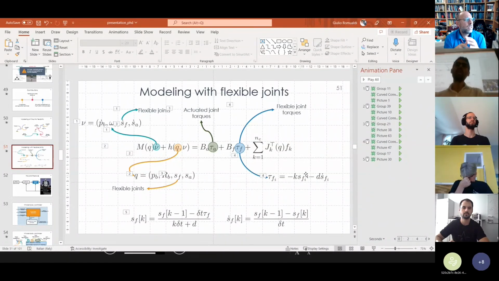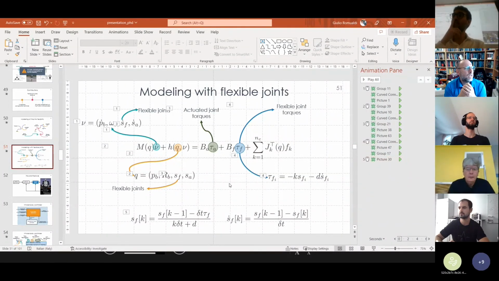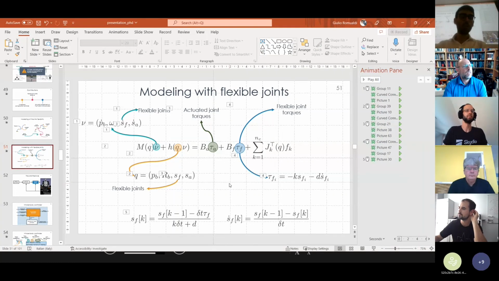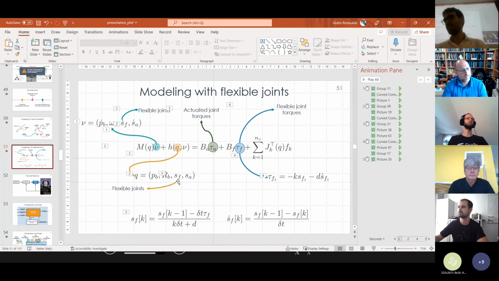S is the positions. In the thesis, I think it's at the beginning, when I present the robot modeling. I in general use S, and S means the position of the joint. S dot is the velocity of the joint, and Q in the end is a sort of list that contains the position of the base, the rotation of the base, and S, that is the position of the joints. In this case, it's the flexible and the actuated joints, but it is exactly the same.